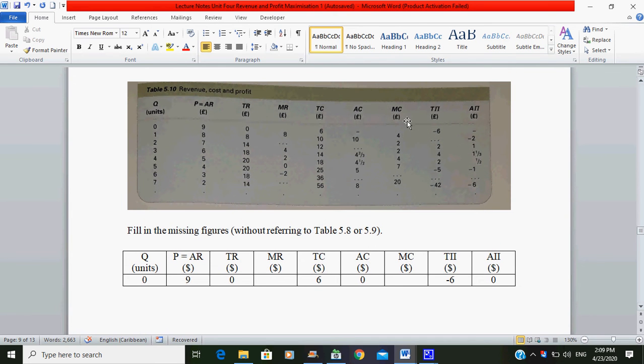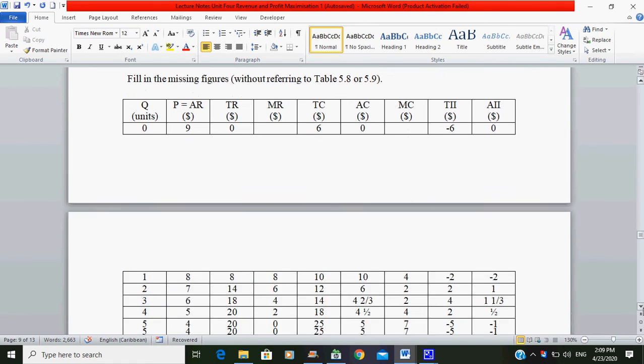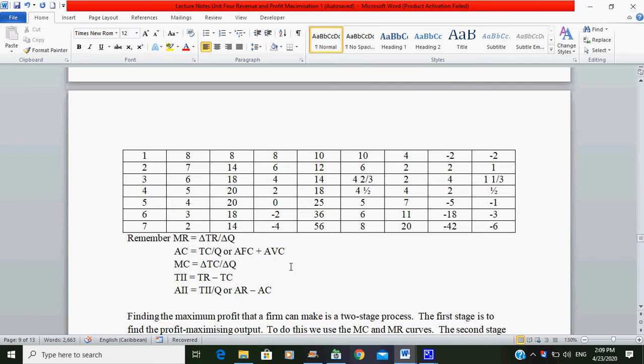Alright, look at the average cost now. Remind you about average cost. Average cost is equal to total cost divided by quantity, or AFC plus AVC. But in this case, we have the total cost divided by quantity.